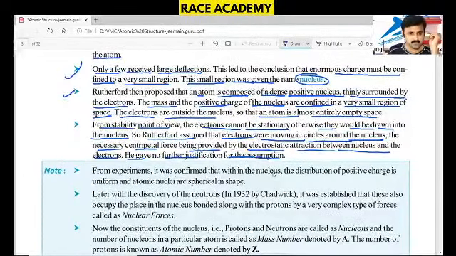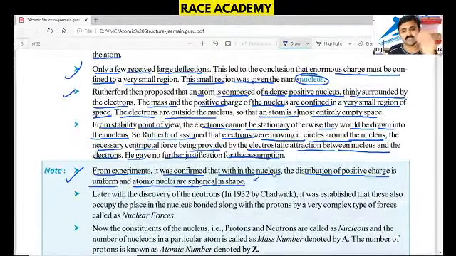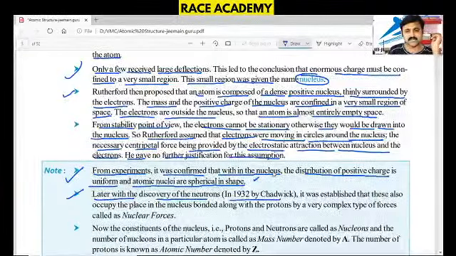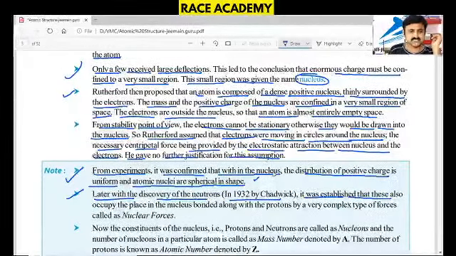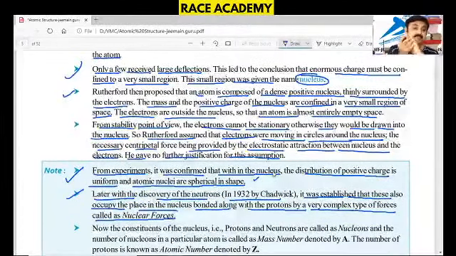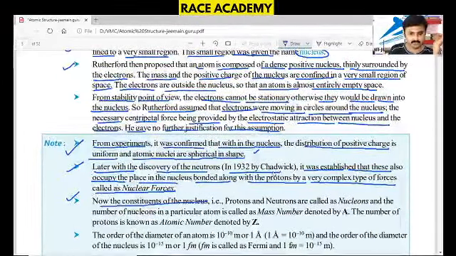Note, what are the important experiments here? From these experiments, it is confirmed that within the nucleus, the distribution of positive charge is uniform and the atomic nuclei are spherical in shape. That is very clear from these experiments. Later, the discovery of neutrons by Chadwick in 1932 established that these also occupy a place in the nucleus, bound along with the protons by very complex forces called nuclear forces. So the force between the proton and neutron is nuclear force only, binding energy we can say.